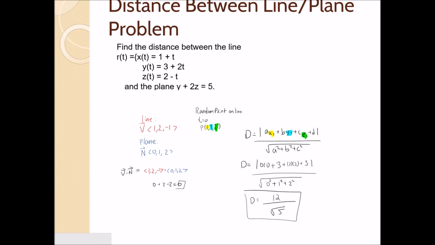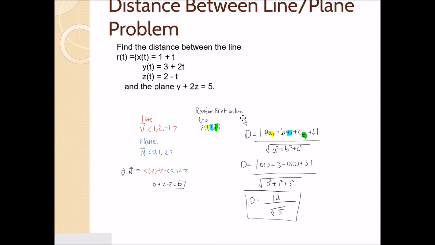So here we have a distance between a line and a plane problem. We have to find the distance between this line, where we're given a parametric equation: x of t is 1 + t, y of t is 3 + 2t, and z of t is 2 - t. And the plane equation is y + 2z = 5. So we know that the vector of the line is (1, 2, -1), and the normal vector of the plane is (0, 1, 2). So when we dot these two to see if they are perpendicular, we get 0, so we know that they're perpendicular.